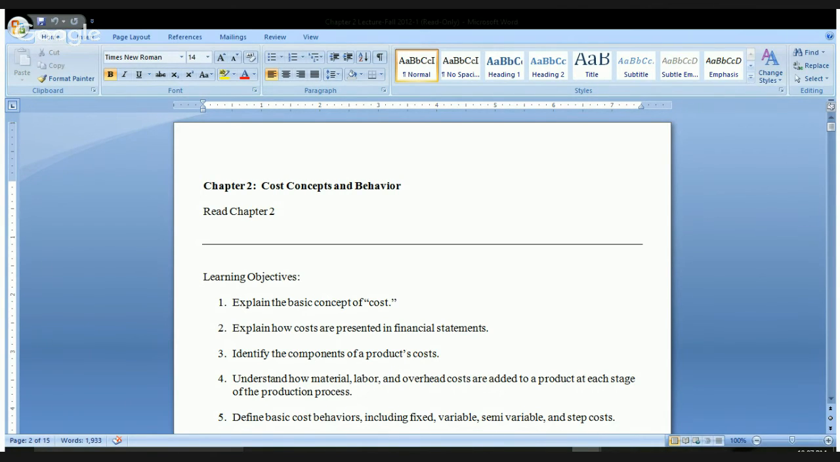Now, in the work in process, you have several additions to that particular room. You have the beginning balance, what was there at the beginning of the month. Then you add any of the direct materials that were put into the room.